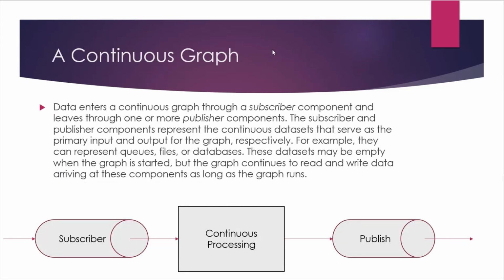A basic continuous graph consists of a subscriber and a publisher component that act as the primary input and output for the graph. Any continuous graph must have a subscriber and a publisher component. Remember, data enters a continuous graph through a subscriber component and it leaves through one or more publisher components. These subscriber and publisher components can represent a queue, a file, or a database. The subscriber and the publisher components are analogous to the input file component and output file component that we have seen in the batch graph.